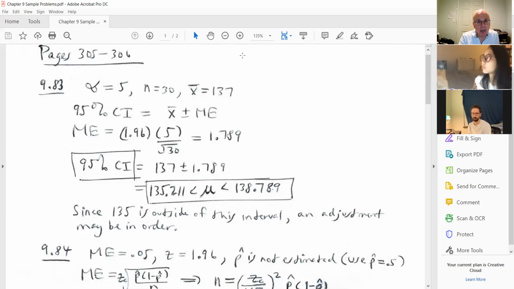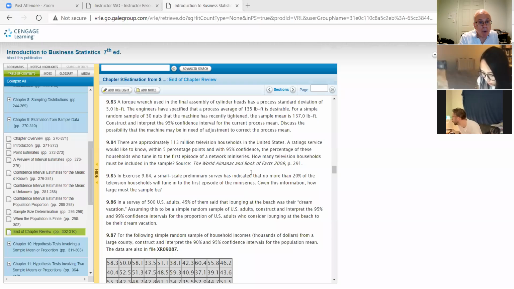All right. Let's now look at 9.84, which I will read. Let's go back to the book. There are approximately 113 million television households in the United States. Of course, this was way back when, right? Many more probably now. A rating service would like to know within 5 percentage points and with 95% confidence, the percentage of these households who tune in to the first episode of a network miniseries. How many television households must be included in the sample?